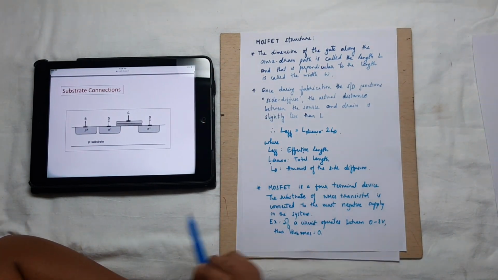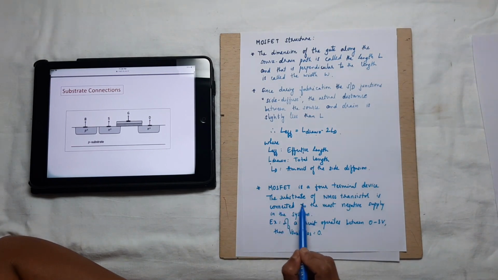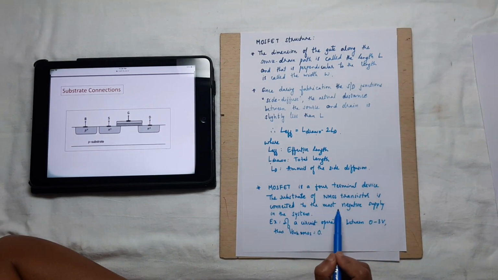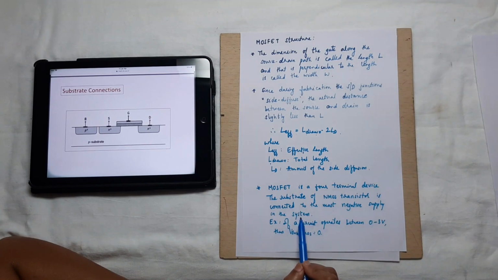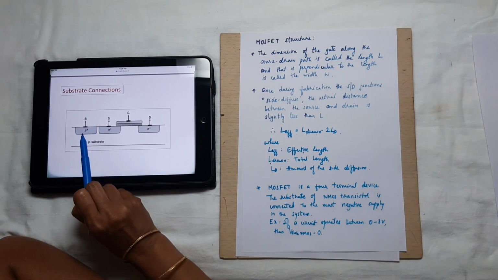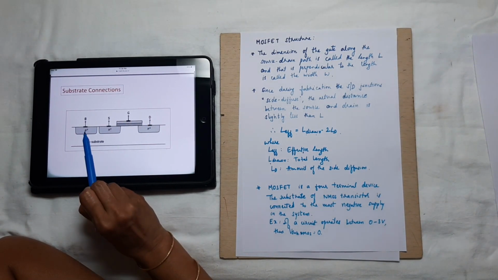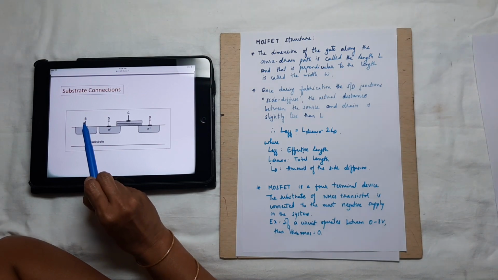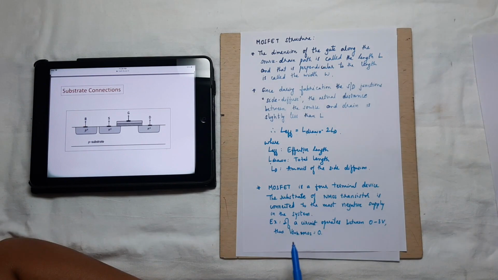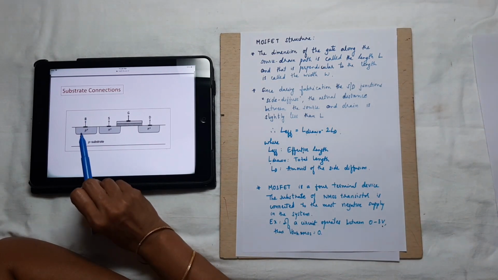Actually, MOSFET is a 4-terminal device. The substrate of the NMOS transistor is connected to the most negative supply in the system. This is the substrate terminal of the NMOS transistor, and these 3 are the other terminals: source, gate and drain. The substrate terminal is called the bulk terminal, or also the body terminal. For example, if the circuit operates between 0 to 3 volts, the substrate voltage of the NMOS transistor will be equal to 0 volts.